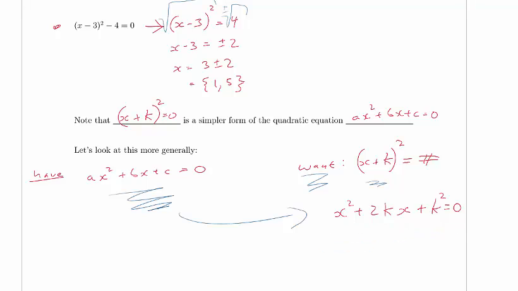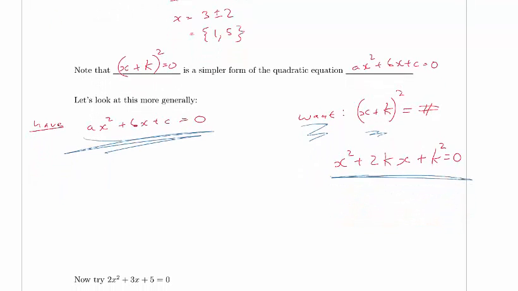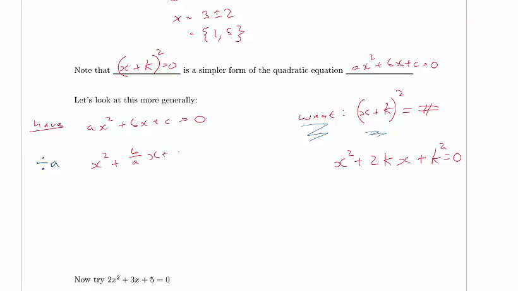Let's come back over here. What's the first thing we have to do to make this look like that? Well, we need to divide by a. So we're going to divide everything by a. That's our first step. When you do that, you've got x squared plus b divided by a times x plus c divided by a, and that equals 0.